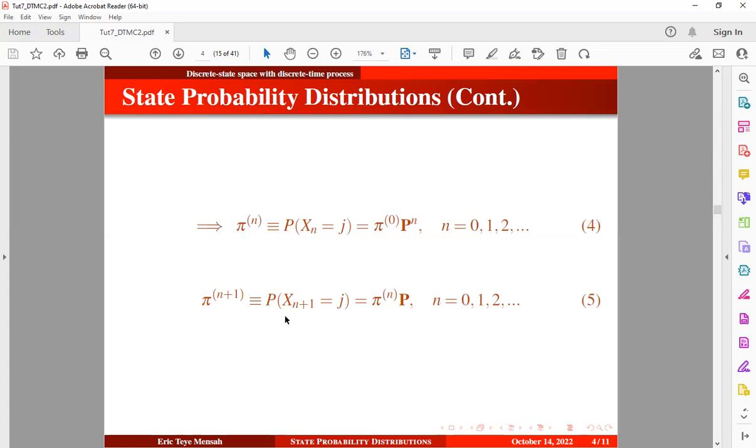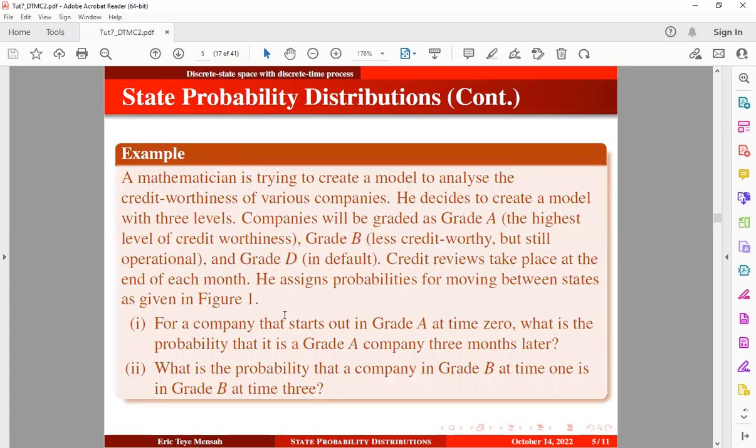So let's quickly take an example. A mathematician is trying to create a model to analyze the creditworthiness of various companies. He decides to create a model with 3 levels. Companies will be graded as grade A, that is the highest level of creditworthiness, grade B, that is less creditworthy but still operational, and grade D to be in default. Credit reviews take place at the end of each month. He assigns probabilities for moving between states as given in figure 1.